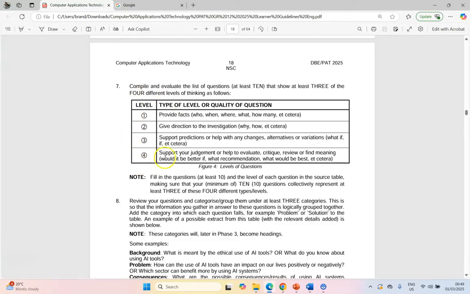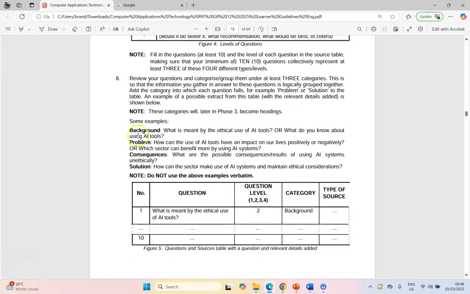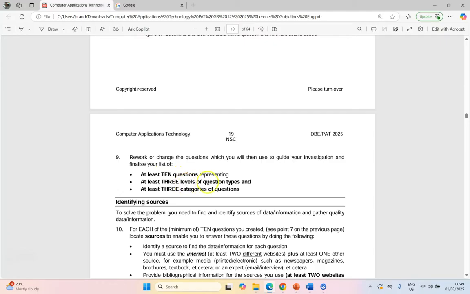You want at least 3 to 4 different levels of questions amongst your 10, and amongst your 10 you need to have at least 3 different categories. Don't have a category for each question. Try to get a grouping of them so that you can group question 1, 2, and 7 together in your discussion, but make sure that you have at least 3 categories. At least 10 questions, at least 3 levels of question types, at least 3 categories.